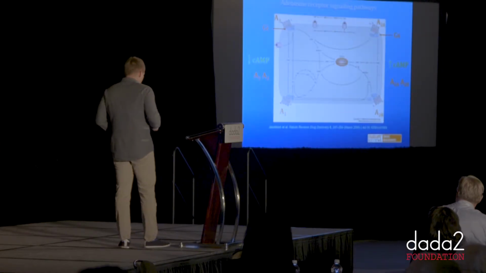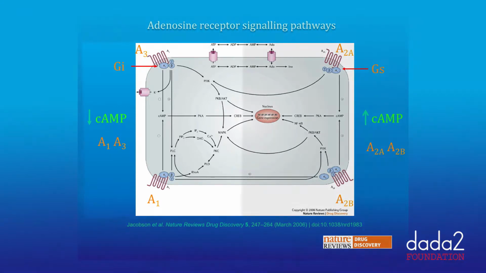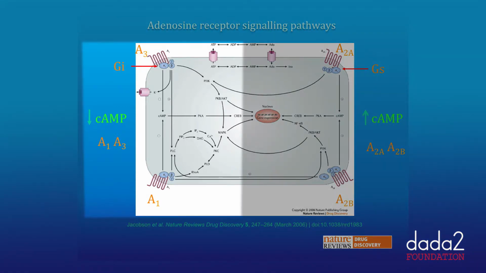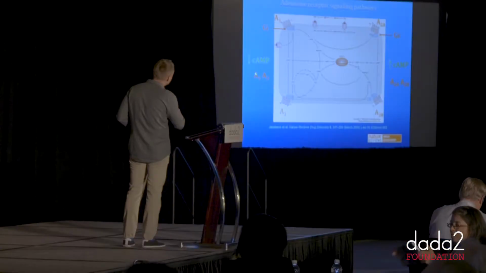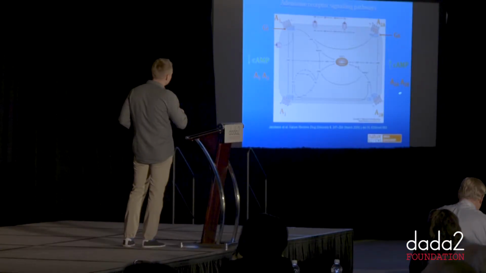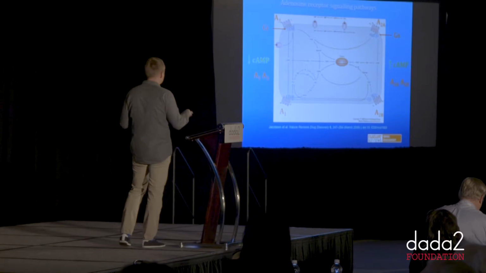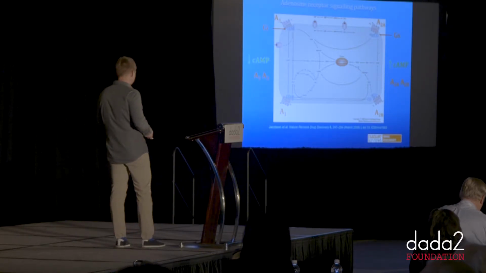So in general, activation of A1 and A3 receptors leads to a decrease of cyclic AMP, which is a very important molecule. And activation of A2A and A2B receptors leads to an increase of cyclic AMP. So there is a balance between the signaling of A1, A3, and A2B and A2A receptors. So it's like a feedback mechanism.